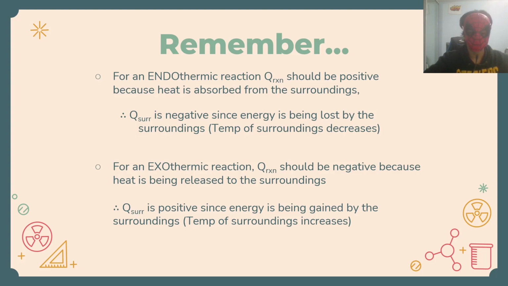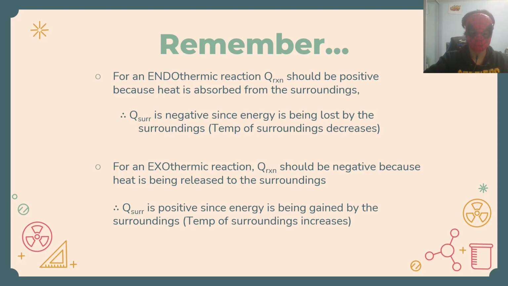So remember, for an endothermic reaction, heat is absorbed by the system from the surroundings. Therefore, the heat of the reaction, Q reaction, is positive. This also means that the heat absorbed by the surroundings, Q sur, is negative. This is because energy is being lost by the surroundings, resulting in a decrease in temperature.